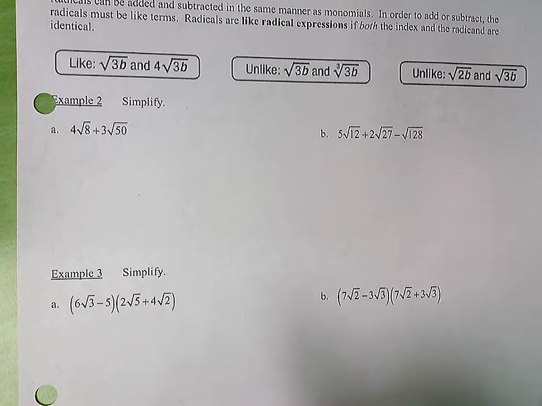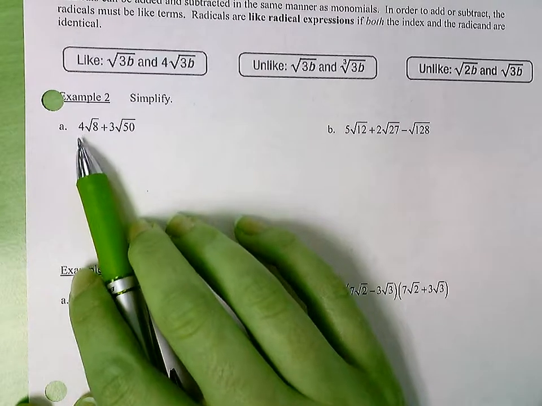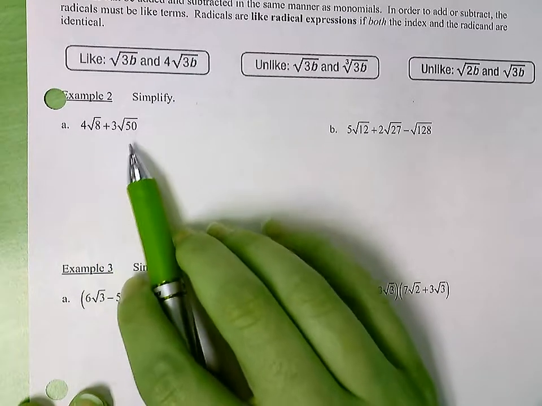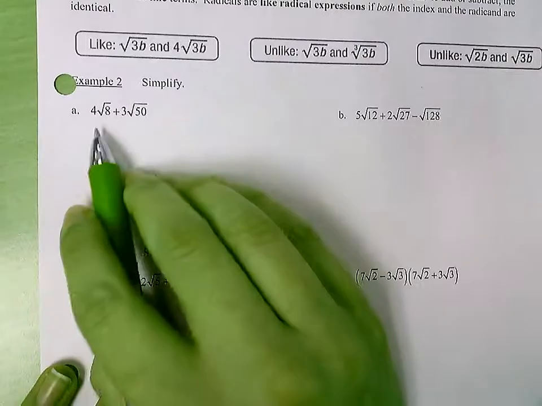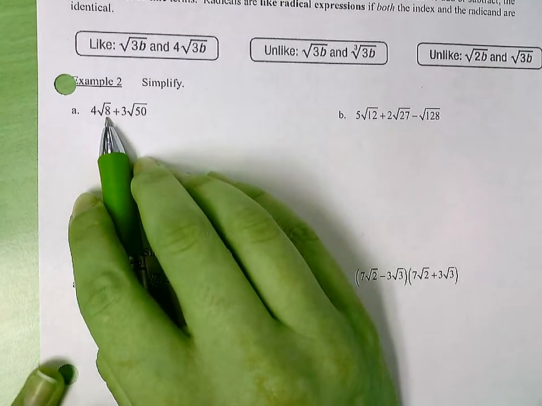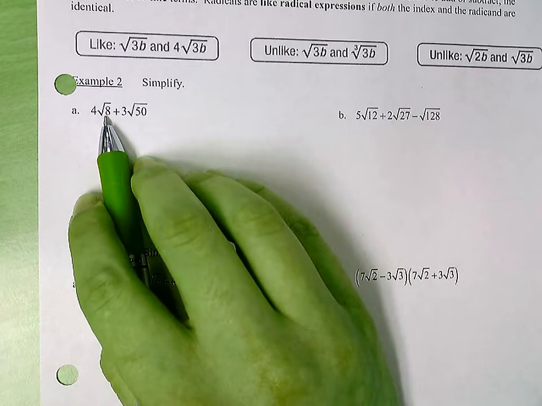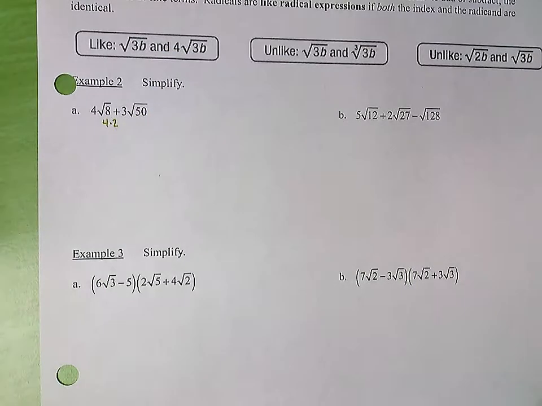So in letter A, we have 4 times the square root of 8 plus 3 times the square root of 50. I want to simplify what's underneath that square root first. I want to look for two numbers that multiply to get to 8 where one of them is a perfect square. 2 and 4. Okay, so to get to 8, I can multiply together 2 and 4.